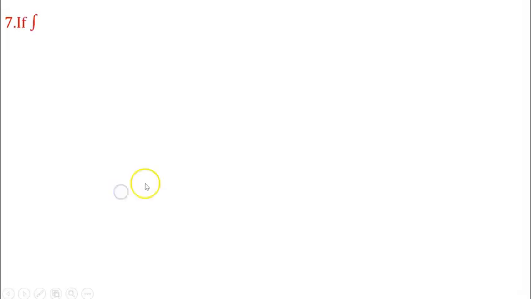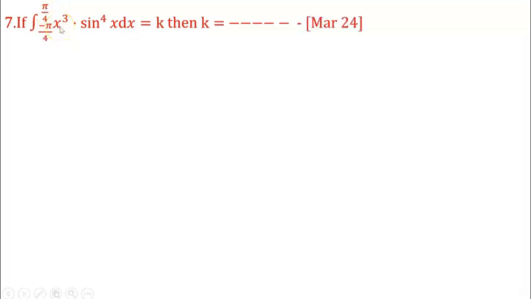Now next, 7. If the integral from minus pi by 4 to plus pi by 4 of x cube into sine of x raised to 4 dx is equal to k, then what is the value of k? This question was asked in the March 24 examination. It's last year. First option A is 1, B is 2, C is 4, and D is 0.